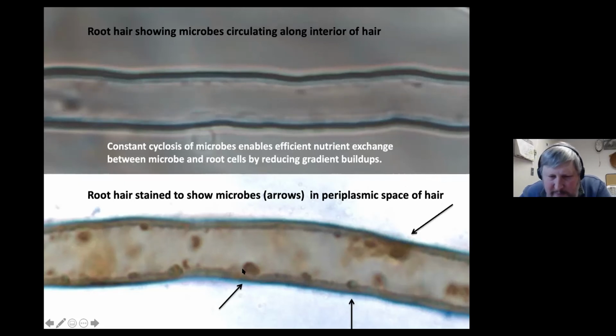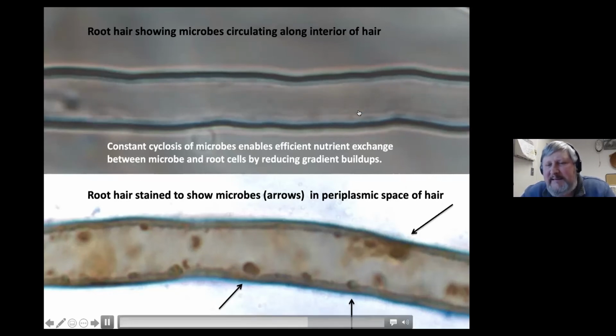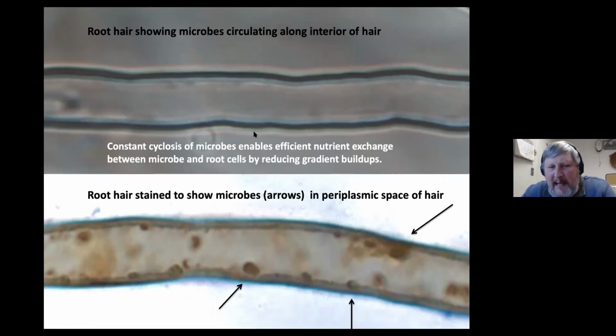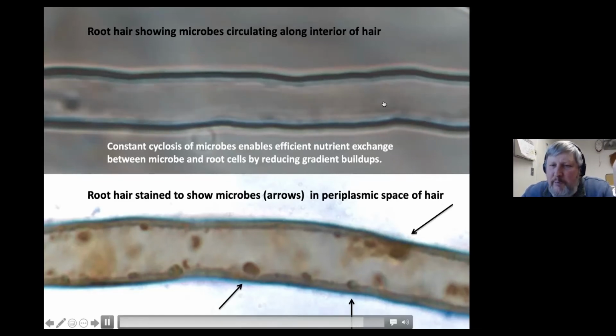Okay, so you can actually see the red in there, and you can see the blue for the microbe. And you can also tell these microbes are in the periphery. They're not in the cell per se, but they're in the apoplasmic or the paraplasmic space. They're just underneath the cell wall. And above, this is a living root hair of that sedge. And you can see the shadows that move around. This is the cyclosis that I'm talking about.